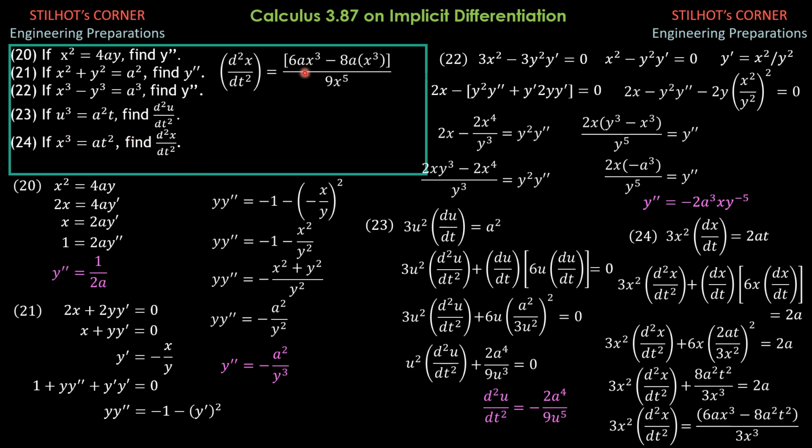So simplifying further, these are like terms: negative 2ax cubed over 9x to the 5th. The second derivative of x with respect to t is negative 2ax cubed over 9x to the 5th. Cancelling x cubed, the final answer is the second derivative of x with respect to t is negative 2a over 9x squared. So that's it for this video.